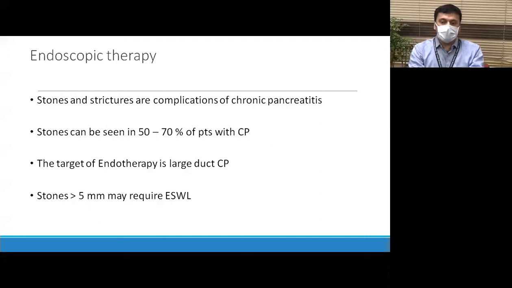So where else can endoscopic therapy be used in patients with chronic pancreatitis? Usually stones and strictures of the pancreatic duct are complications of chronic pancreatitis, and these stones can be seen in nearly up to 70% of the patients with chronic pancreatitis. Endotherapy is useful in the patient with large duct chronic pancreatitis, and if the stone size is more than 5 mm, they may require extracorporeal shockwave lithotripsy, ESWL.